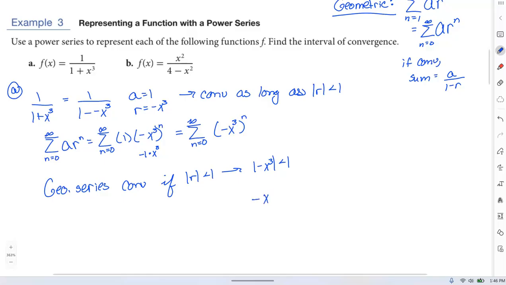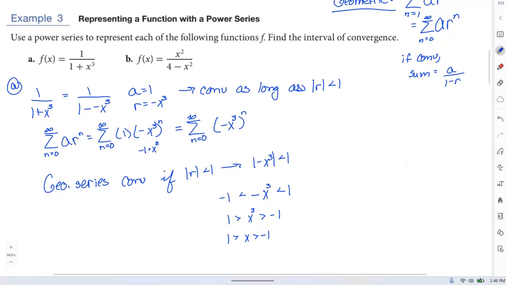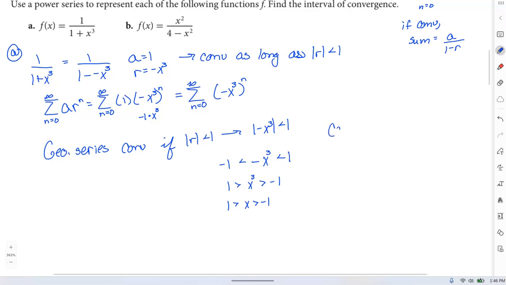So that means negative x cubed has to live between negative 1 and positive 1. If I divide everything by negative, that's going to flip all of my inequalities. And then if I take the cube root of the middle and then the outsides, I'm going to get 1 is greater than x is greater than negative 1. So this thing is going to converge for all values from negative 1 to 1.